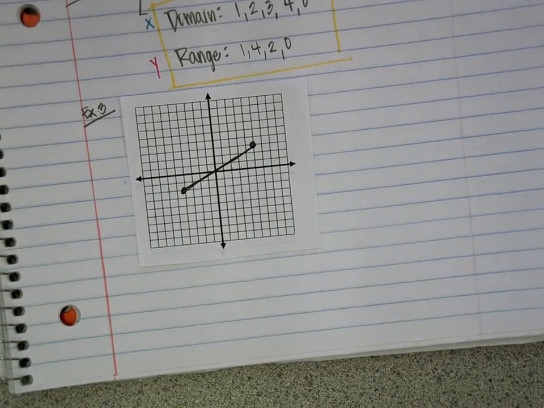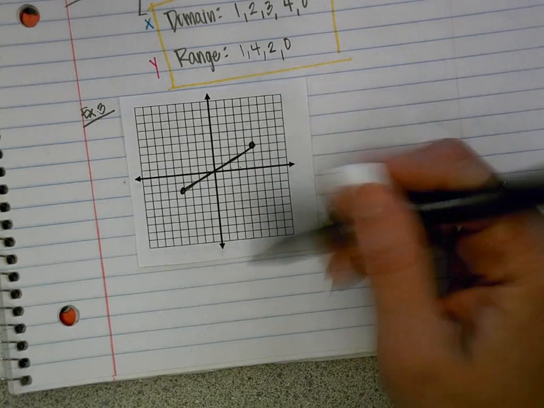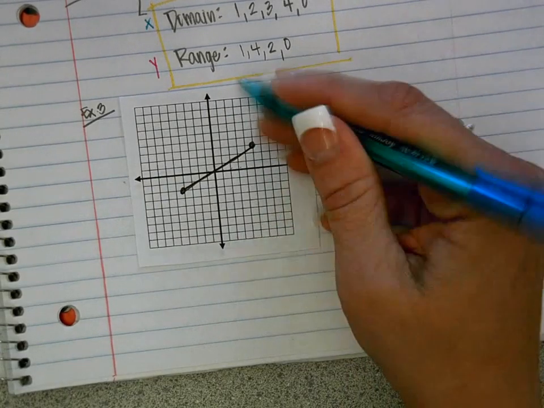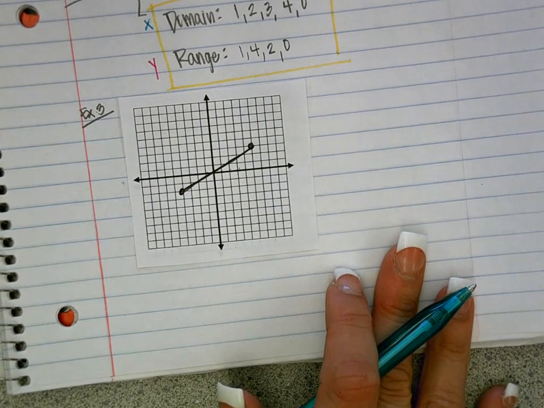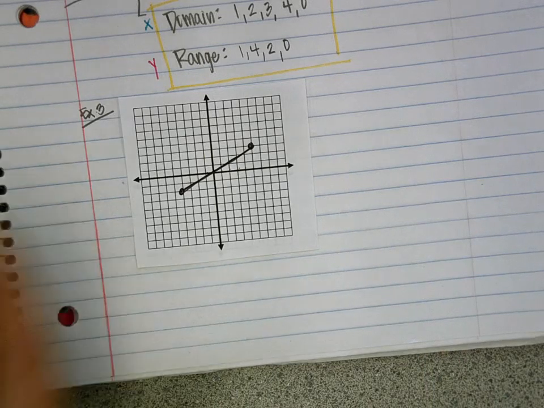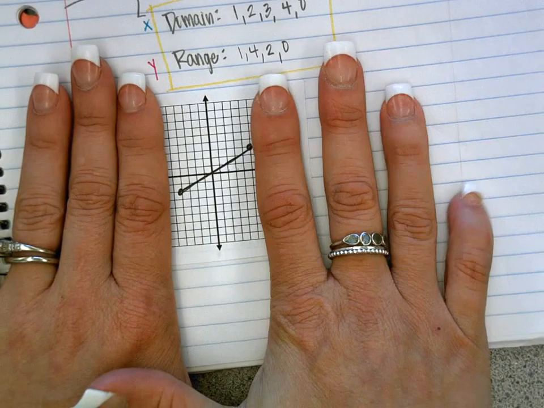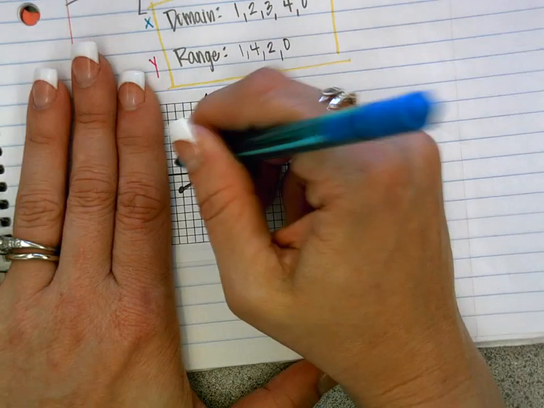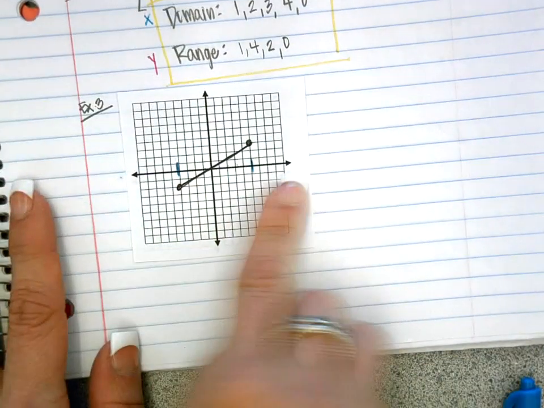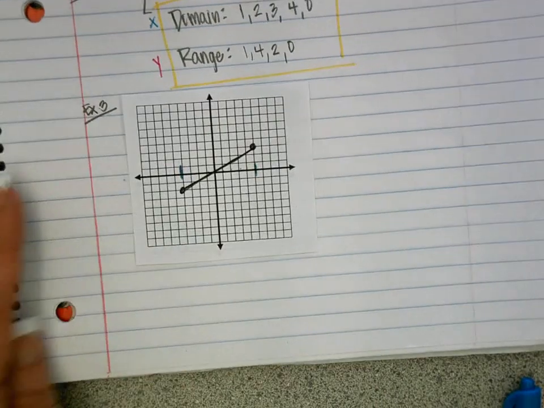So here, I said that domain is the possible x values. Are the x values the side-to-side values or the up and down? Side to side. So would you agree that the x values of this graph are anywhere between this point and this point? Anywhere between here and here on the x-axis. That is the domain of this function.